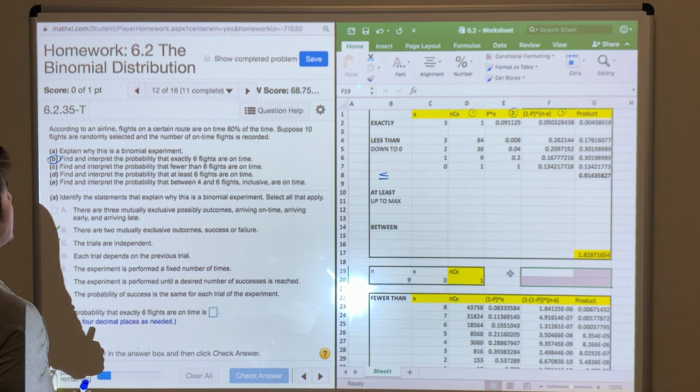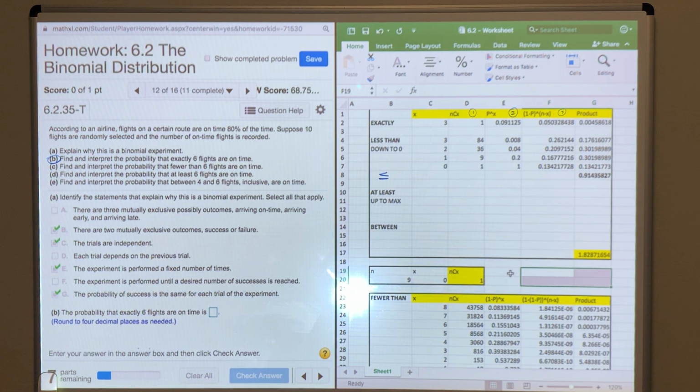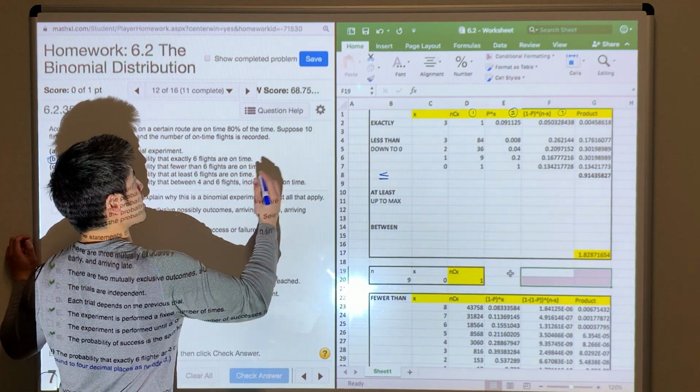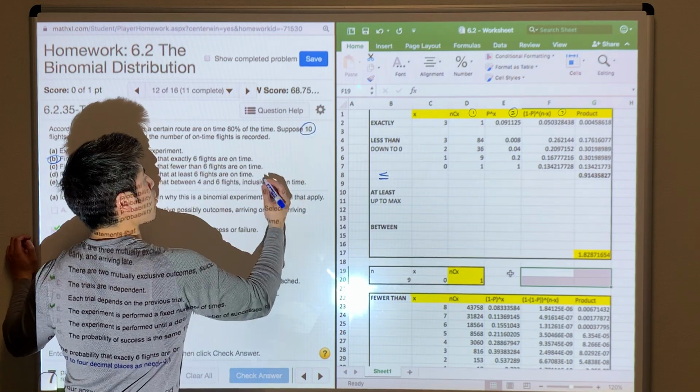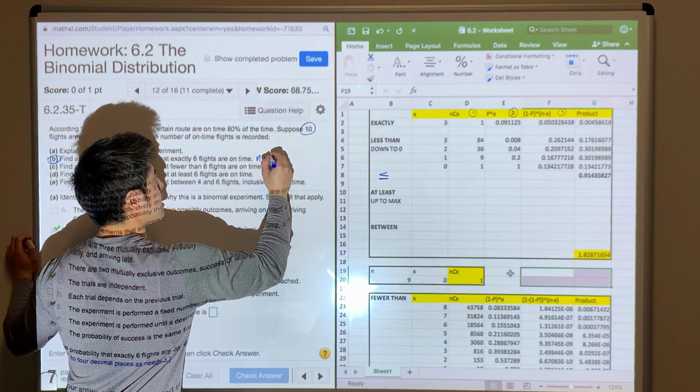B, what's my N? What is my N? Find and interpret the probability that exactly 6 flights are on time. Well, my N was given to me earlier. There are 10 trials, so the N is 10.